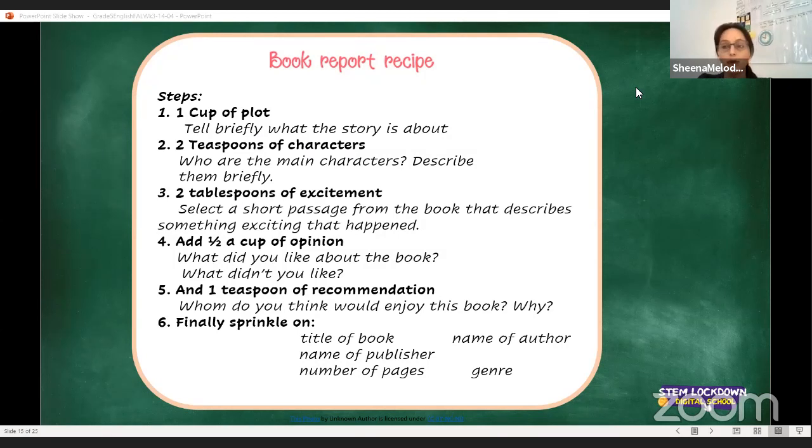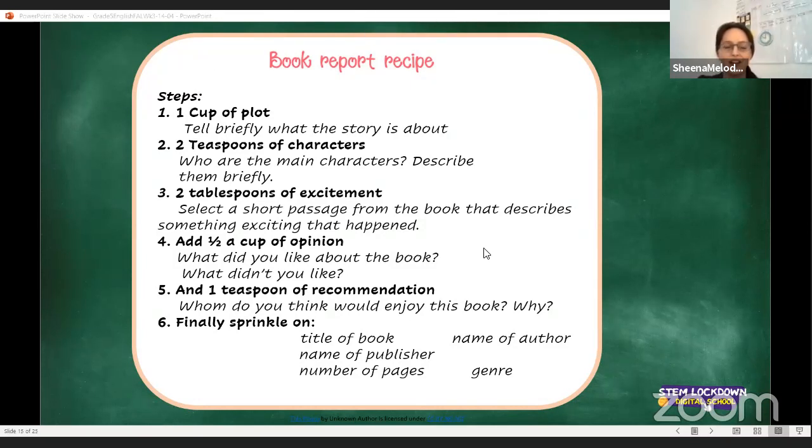And 1 teaspoon of recommendation, for example, whom do you think would enjoy the book? So Silly Mr. Harper is a book for children because it'll make them laugh, okay? Surfing Sally is a book for age 2 right up until age 100. So adults and children can read that book and enjoy it. Okay? Are you still with me? I hope you're writing this down.